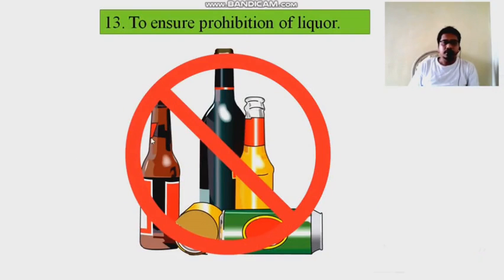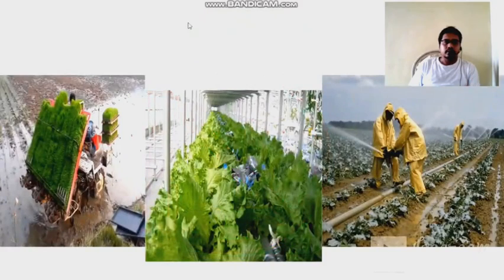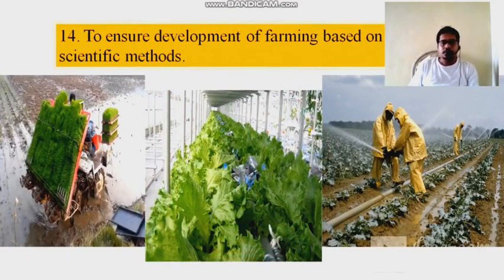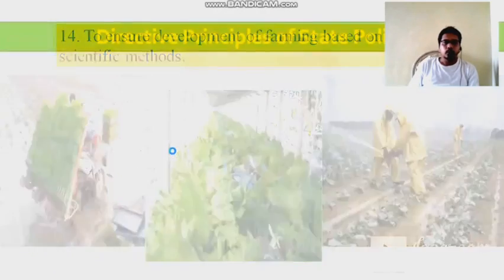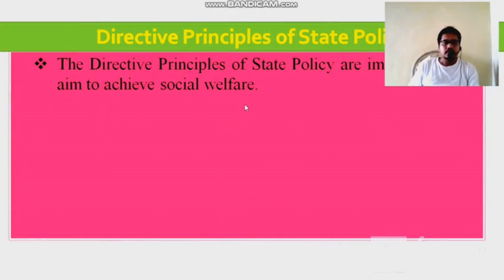But actually our Constitution has not given permission for liquor shops. It means liquor shops are prohibited. So that is also one of the directions given by our Constitution. The state governments should prohibit liquor. And the last one, to ensure the development of farming based on scientific methods. Farming must be developed by scientific methods.